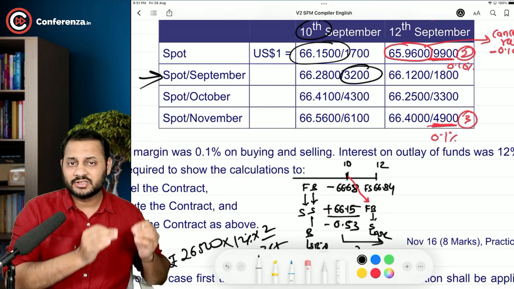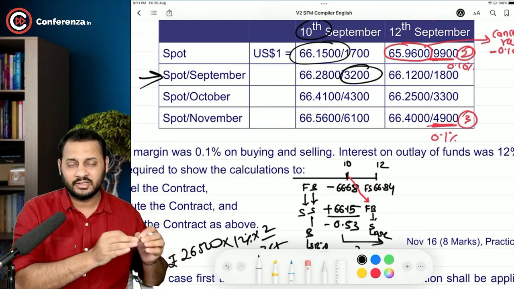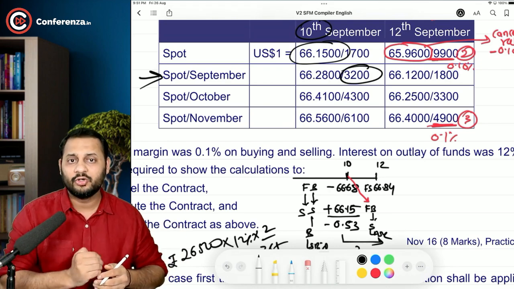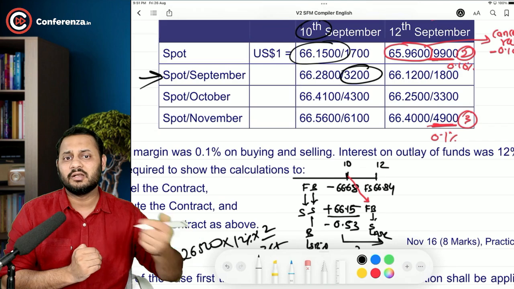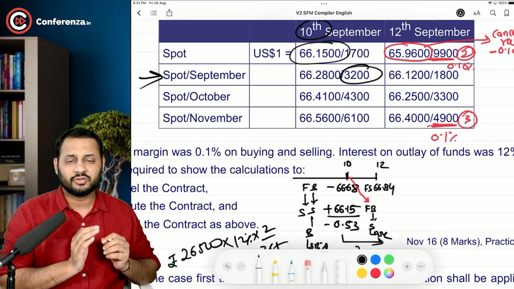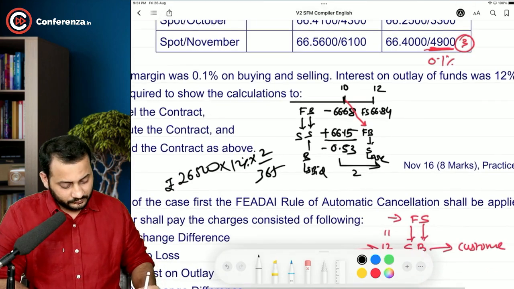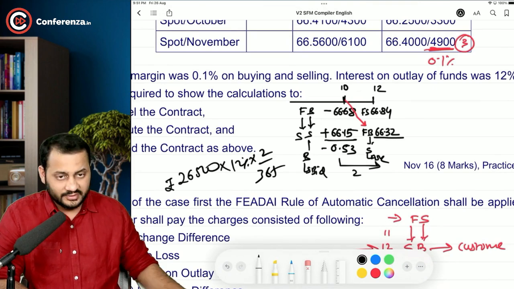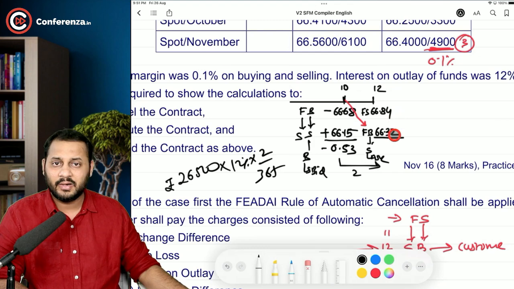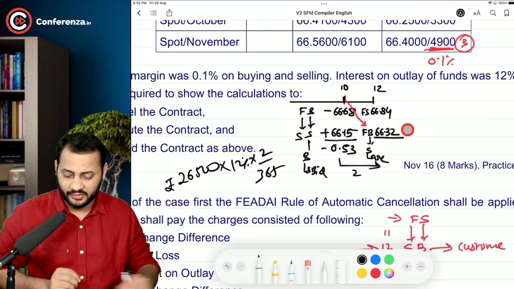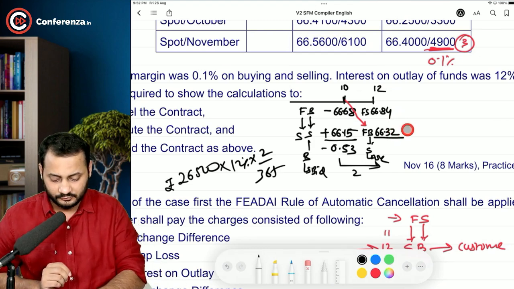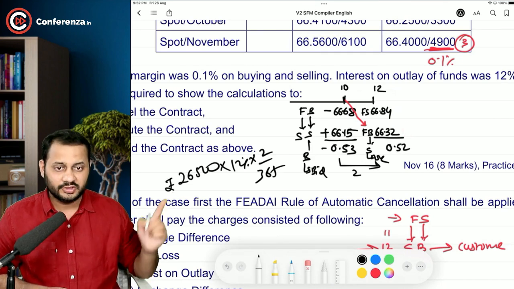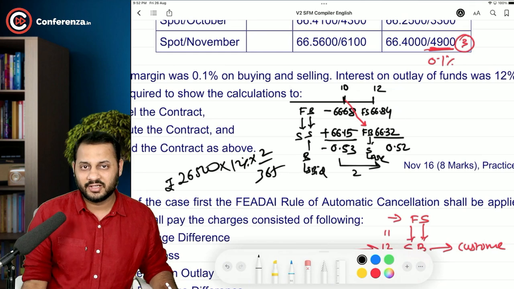Whenever you do the transaction with interbank, that means in the interbank market with another bank, take the rates from the other bank. You wanted to buy, the other bank will sell, ask rate 66.32. So 66.32. Now you can clearly see the selling rate is higher than the buying rate. So there is a little profit of 52 paisa. So almost the loss has been recovered.